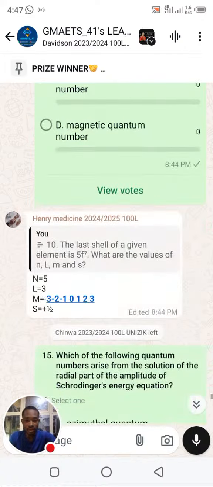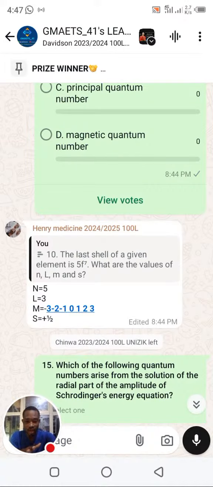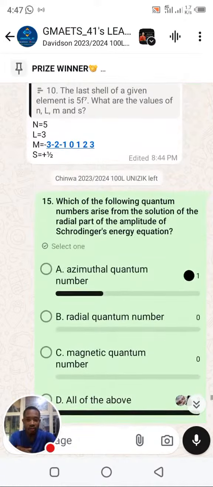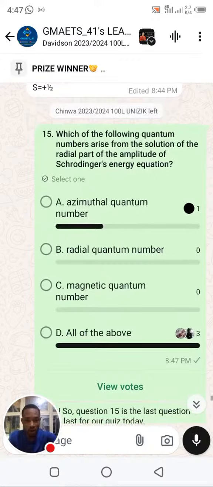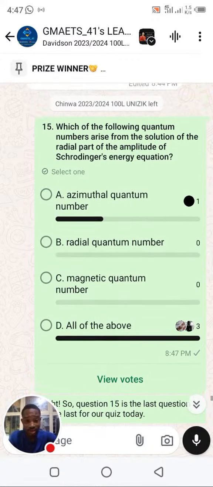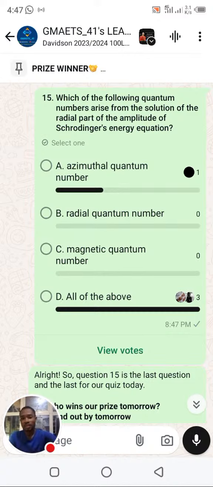And then this takes us to our last question. Somebody did something wonderful in that question number 10, and I really appreciate that. The student had to go further to analyze that, and of course, the student has won himself a prize, together with other students that have actually done well. I think question 15, the last.